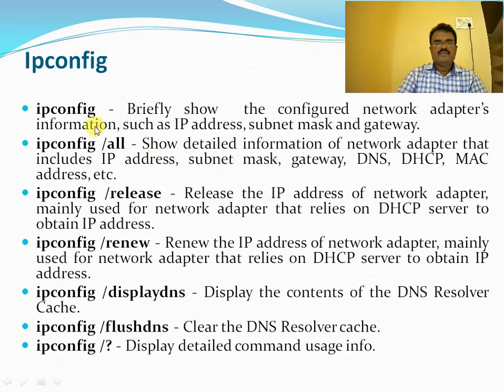So here ipconfig briefly shows the configured network. These are the different options available in the ipconfig command. ipconfig simply shows the configured network adapters information such as IP address, subnet mask, and gateway. ipconfig /all shows detailed information of the network adapter that includes IP address, subnet mask, gateway, DNS, DHCP, MAC address, etc. And the ipconfig /release command releases the IP address of the network adapter, mainly used for a network adapter that relies on the DHCP server to obtain an IP address.